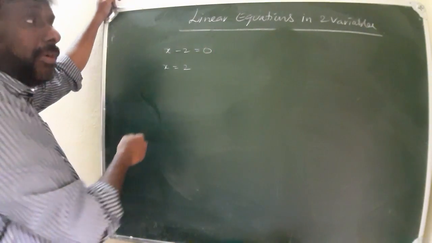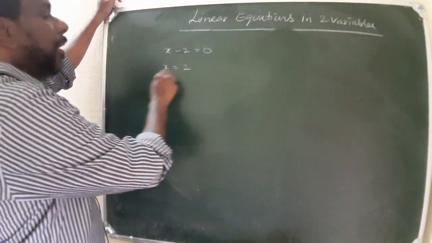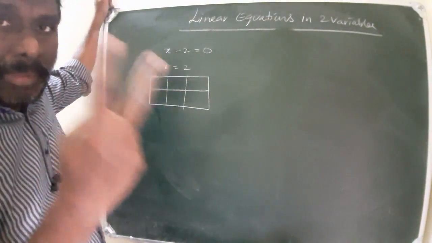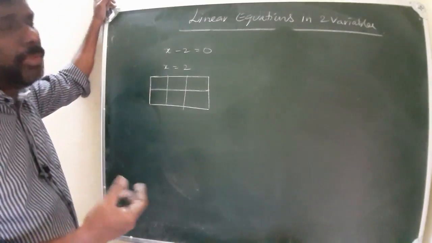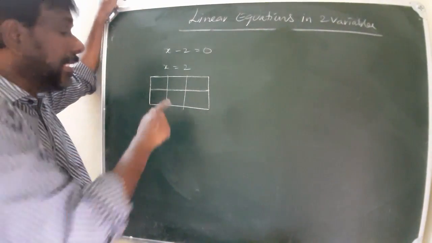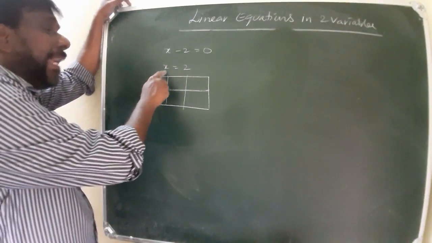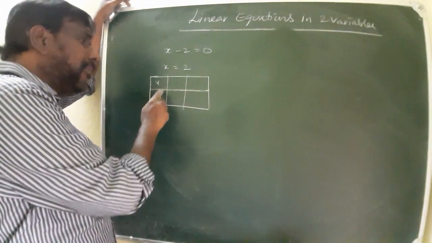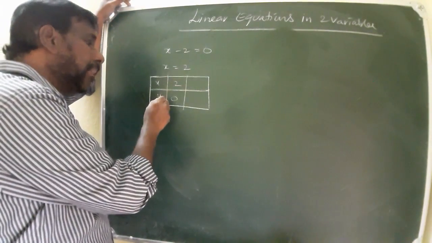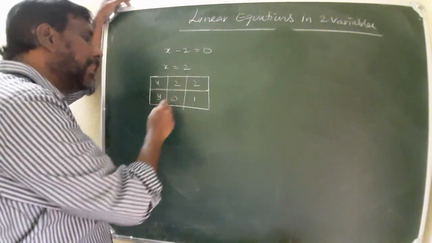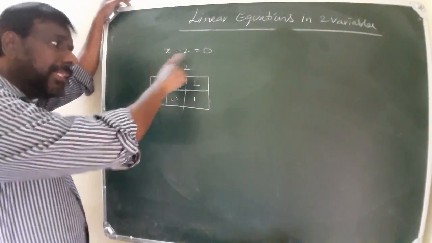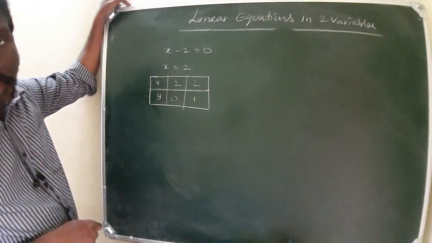First you have to transpose this constant to the right side, x equal to 2. Now you can take the ordered pairs. For drawing a line in the graph, a minimum of 2 points is required. More than 2 points also can be used, but the minimum to draw a line is 2. Here x equal to 2 means for any value of y, x is always 2. For example, if y is 0, x is 2. If y is 1, x equal to 2. If y equal to 3, x equal to 2. If y is 10, x equal to 2. In this type of equation, you have to take the ordered pairs like that.